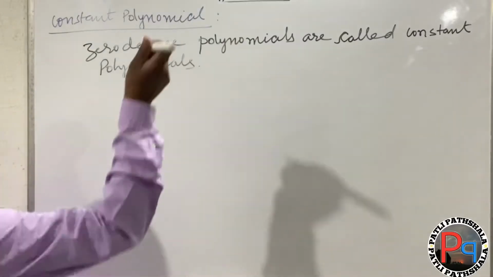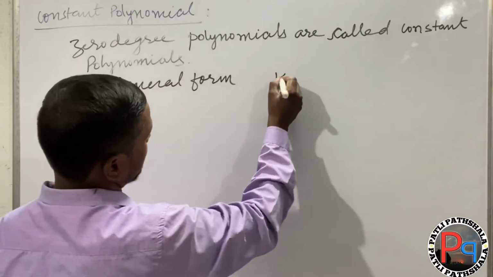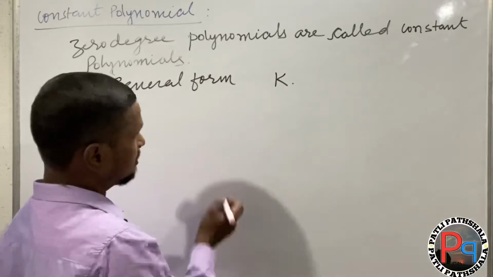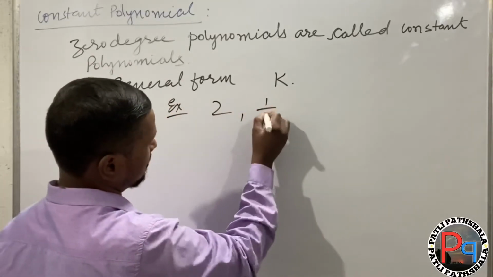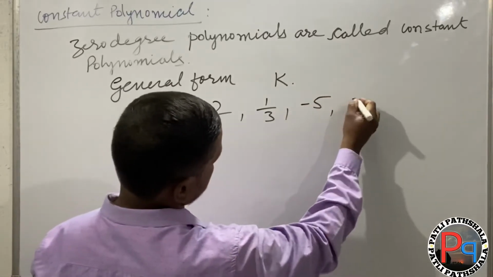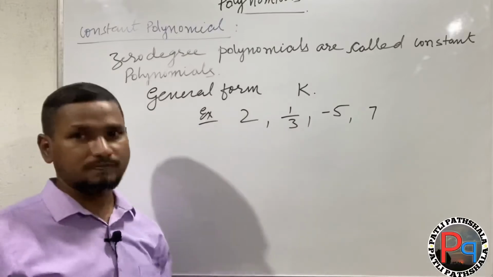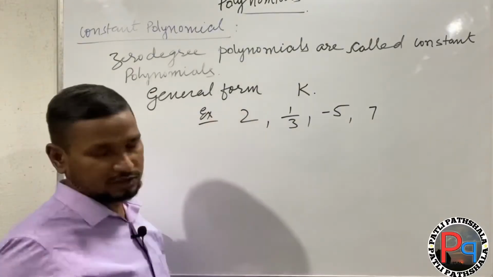General form of constant polynomial, we write k where k is a constant. Example: 2, 1 by 3, minus 5, 7. All these are constants. So this is called a 0 degree polynomial. Why do we call it a 0 degree polynomial?